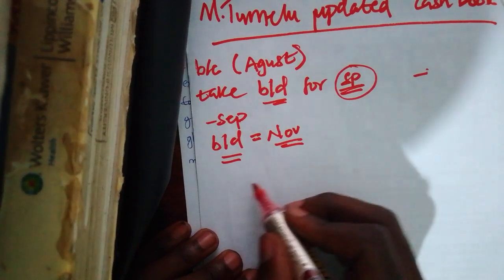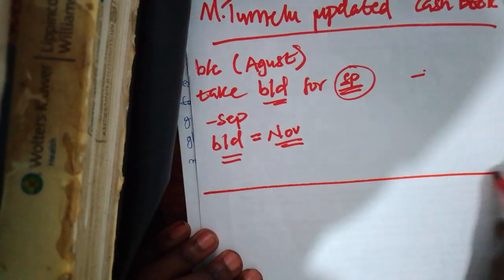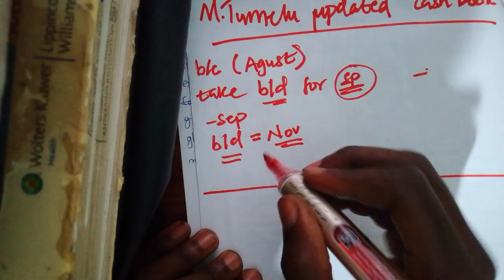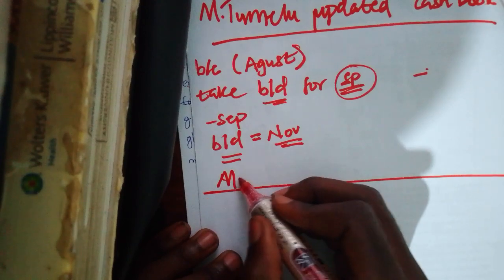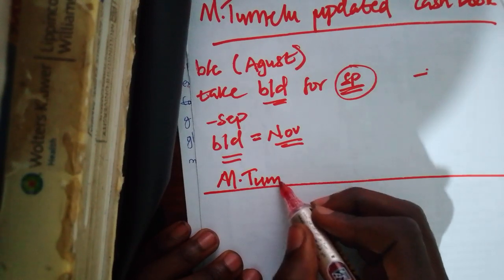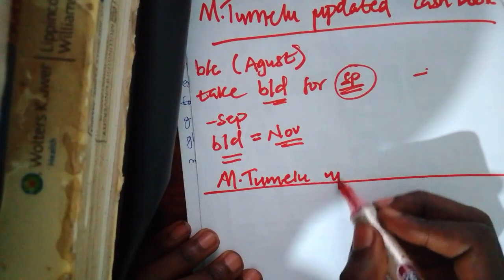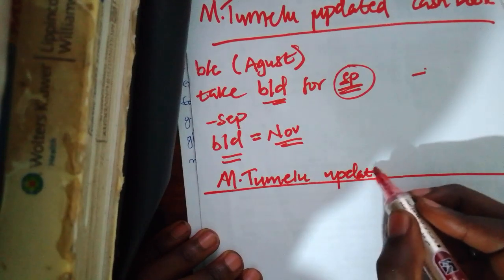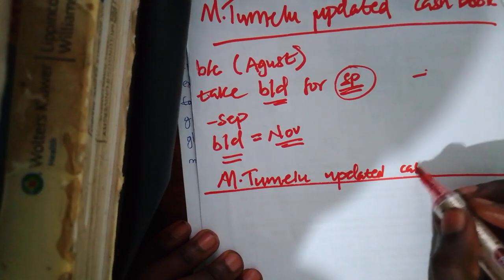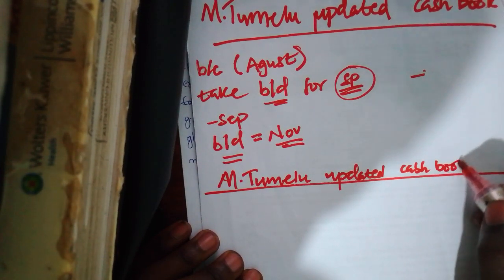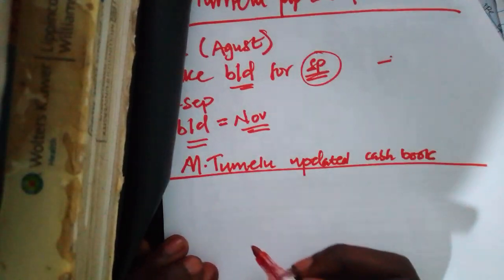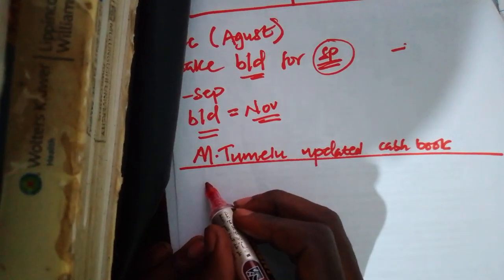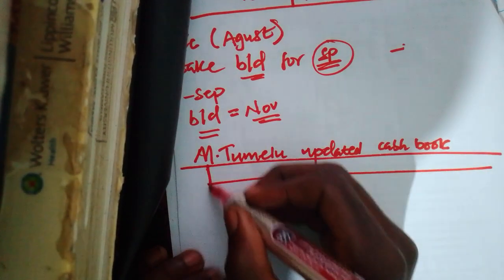So for M to Melo's updated cash book, you have to put the title M to Melo updated cash book. So the format goes like this.